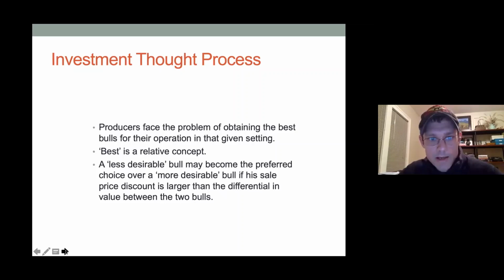And given all that, as I've mentioned several times, it's an investment. And so best becomes a relative concept. A less desirable bull may be the preferred choice if his sale price discount is larger than the differential in value between the two bulls. And value is based on their genetic potential as it relates to your breeding objective. And that's kind of what I tried to show through that index example, right?